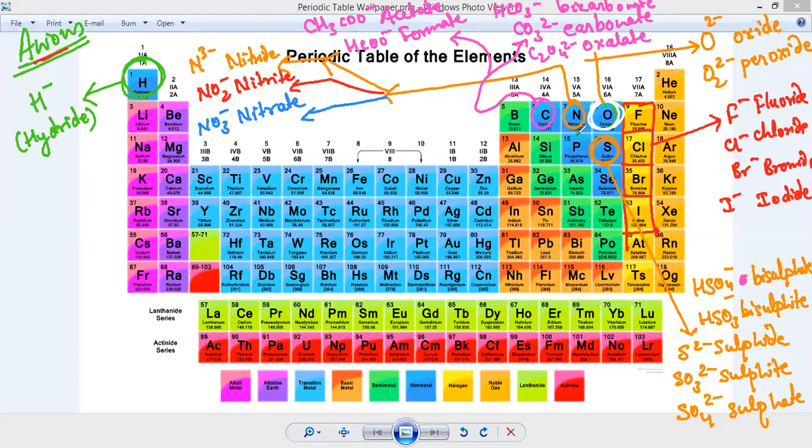Yes, sir. Similarly, now for phosphorus, you are going to have some anions. For phosphorus, you are going to have certain anions. First is PO4 3 minus. This is your phosphate. Then there is P3 minus. This is a phosphide.